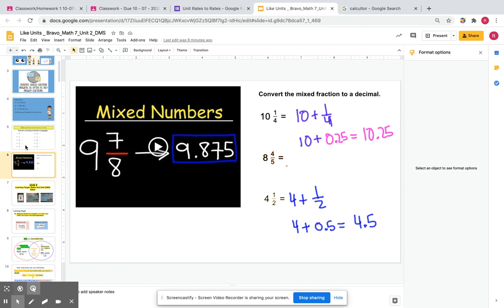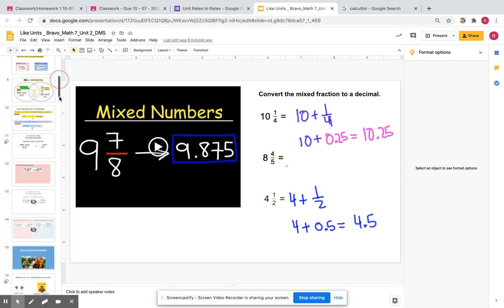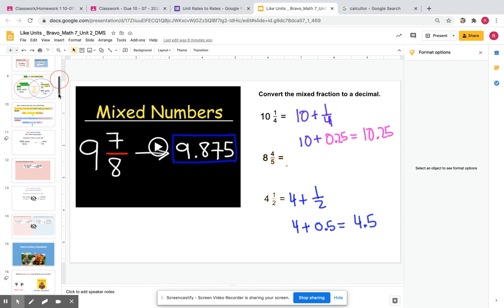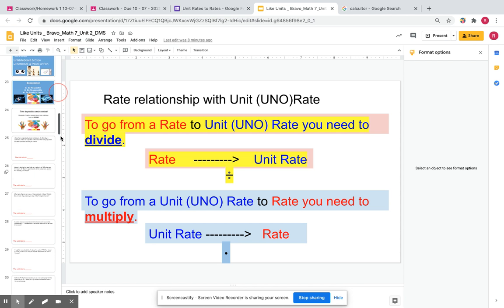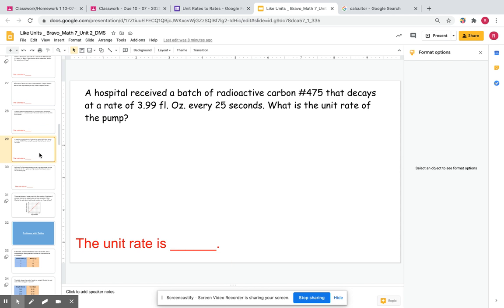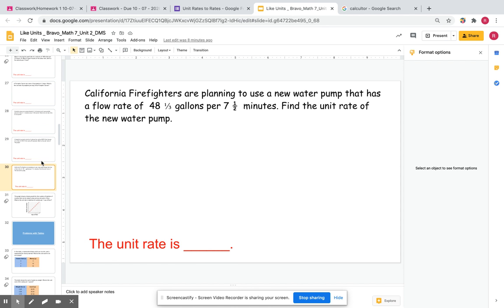Okay, with that in mind, we're going to do some example problems using mixed fractions and unit rates. Just a quick reminder, a rate is converted by using division into a unit rate. And remember, any decimal can be converted to a fraction at the end. So let's do one example problem. California firefighters are planning to use a new water pump that has a flow rate of 48 and 1/3 gallons per 7.5 minutes. Find the unit rate of the new water pump.